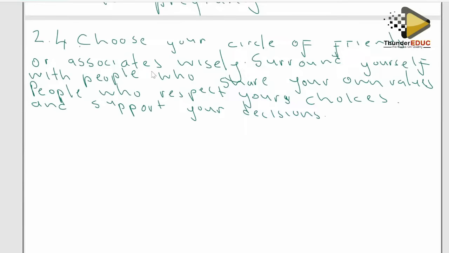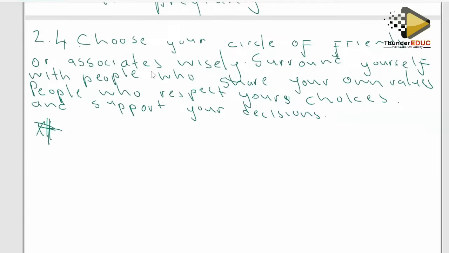All right. So instead of surrounding yourself with people who might give you negative pressure, try to surround yourself with people who respect your decisions, who support your choices, who are positive. They also share your own values. That will help you a lot. Then moving on to the next point, which we might include under strategies as well.